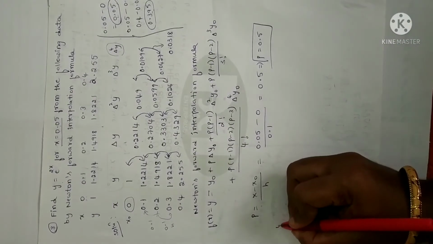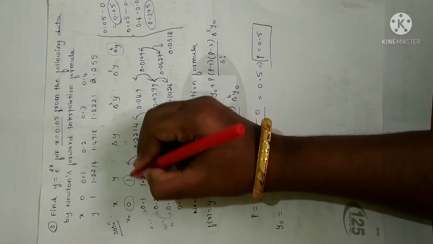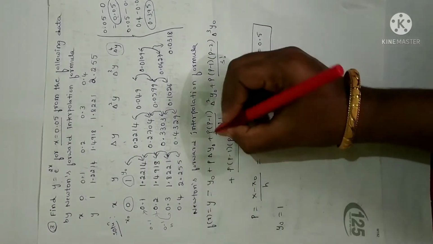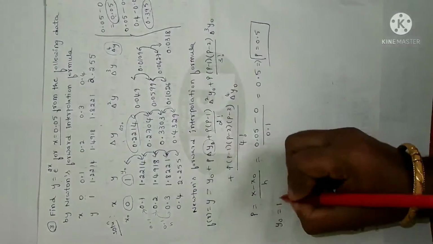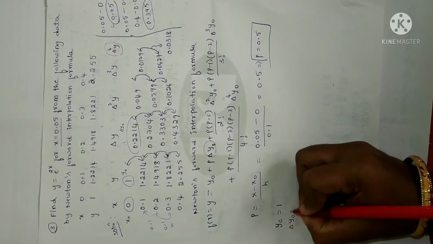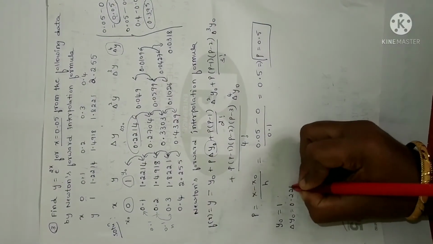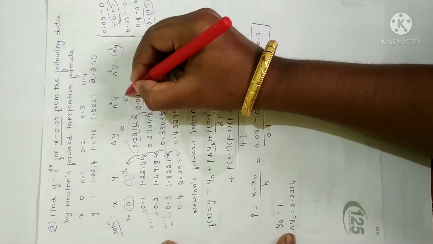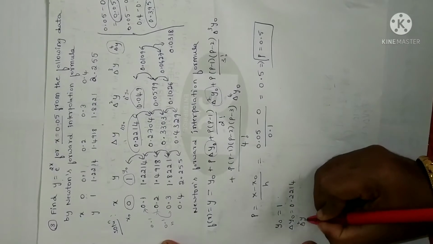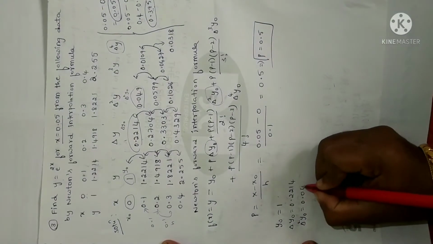So what are the values? Y naught, as I already told you, is the first value. Y naught is 1. Next, delta y naught we need. Delta y naught is 0.2214. Similarly, delta square y naught is 0.049.